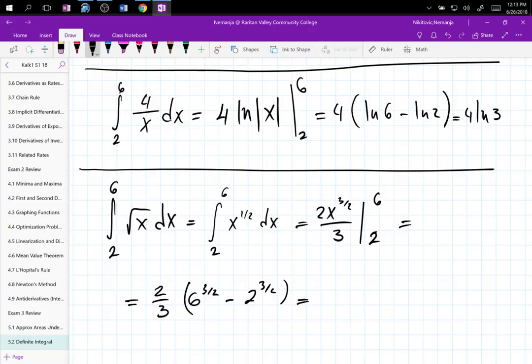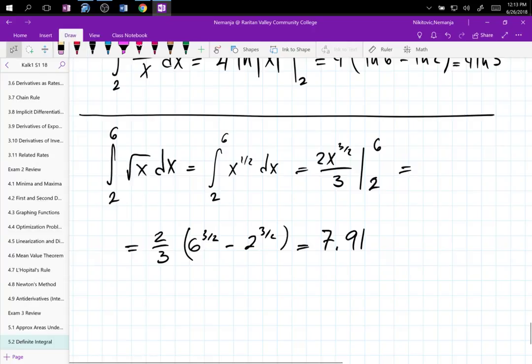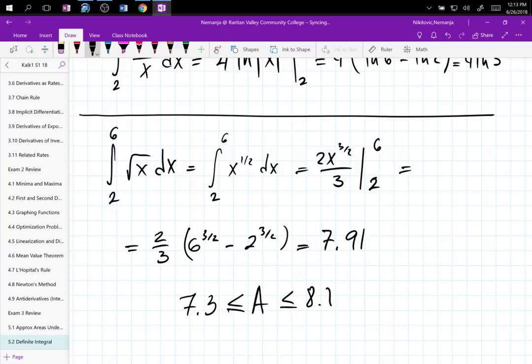All right, so what do you have? We have 2/3 times 6 to the 1.5 minus 2 to the 1.5, which will give us 7.91. Yesterday we said that it was 7.3 less than or equal to the area, less than or equal to 8.1, when we did the finer grid. We doubled the amount of rectangles. So now we see 7.91 is exact. Well, it's not exact because we cut off the number, but we see it is in between.